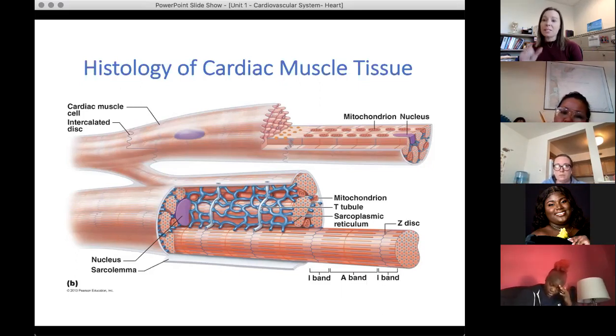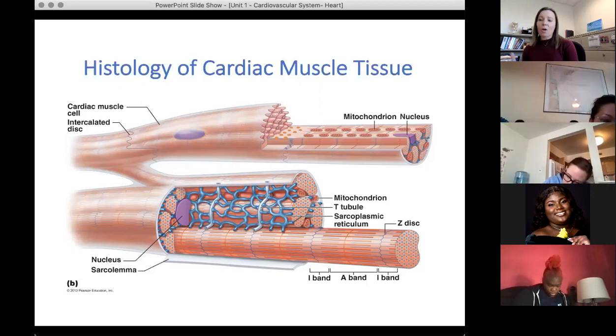Also, in this same spot where the muscle fibers connect are gap junctions. These allow action potentials. You guys remember the term action potential. It also is a nerve impulse. That's the same thing. So it allows action potentials to travel from one muscle fiber into the next.